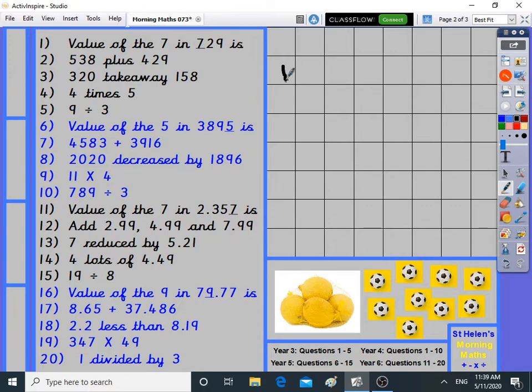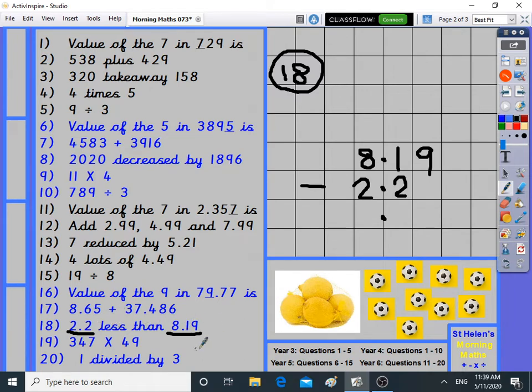It's a takeaway. What number goes on the top in a takeaway? The biggest. So is it 2.2 or 8.19? It's 8.19. That's the biggest. Let's get the points in first, and we can see that 2.2 goes here. So this time it was actually the second number in the question that was the biggest rather than the first. That's what happens when you get this 'something less than 8.19'. It means you start with 8.19 and you've got 2.2 less than that. So be careful which one goes on the top in that question.